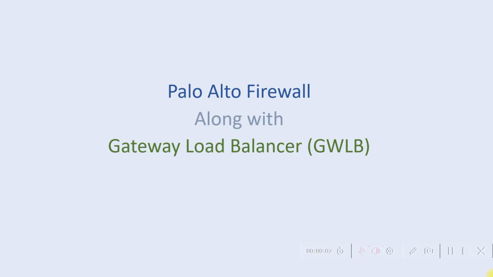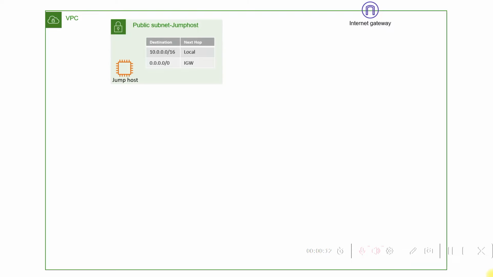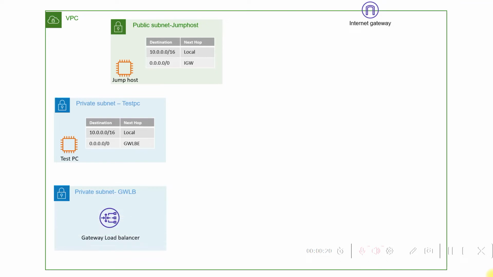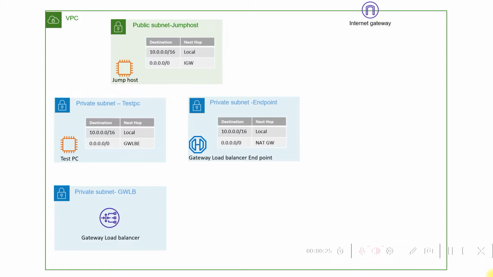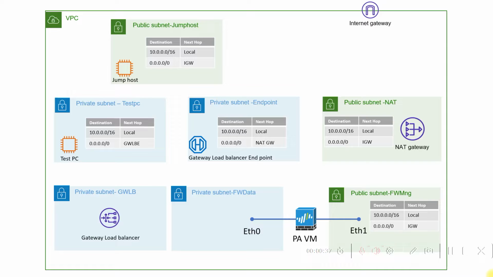Hello friends, in this lab we are going to configure Palo Alto Firewall along with the gateway load balancer. So here we are going to take a VPC with an internet gateway and a public subnet for jump host creation, a private subnet for the test PC, and another private subnet for the gateway load balancer. This private subnet is for the gateway load balancer endpoint, and another private subnet and public subnet are for our Palo Alto VM, and it is for the NAT gateway here.